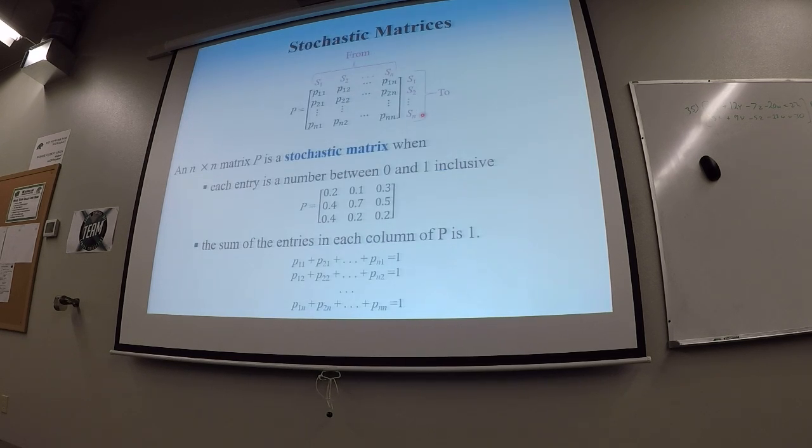An n by n matrix P is a stochastic matrix when each entry is between 0 and 1, and the sum of all those entries has to be 1. You can't have more than 100%. So you literally can take all of these probabilities and add them up together and see if it's equal or not equal to 1. Does that make sense? Okay.